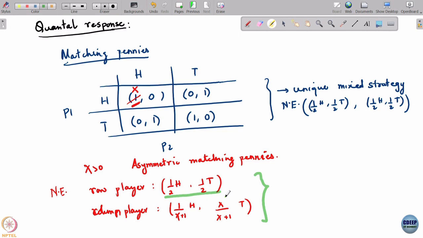Now, one of the ways of working around this is to say that the reason you are playing half and half here, and the reason this is 1 by x plus 1 and x by x plus 1, is because there is a strict expectation of rationality. Suppose we allow players to play suboptimal strategies with some probability, then the nature of the outcome would change. And we'll see that now.